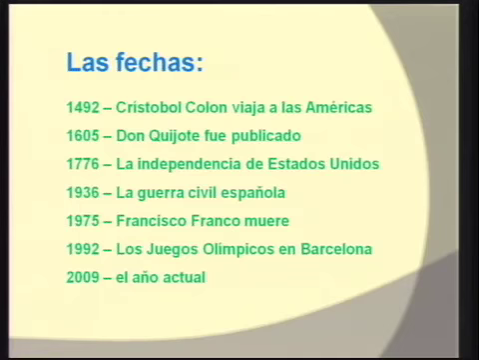1936, empezó la Guerra Civil Española. The Spanish Civil War began in that year and it lasted for 3 years, duró tres años. Okay, 1975. ¿Qué pasó en 1975? Say the date with me. 1975. Francisco Franco muere. Francisco Franco dies that year. Okay, he was the dictator in Spain.